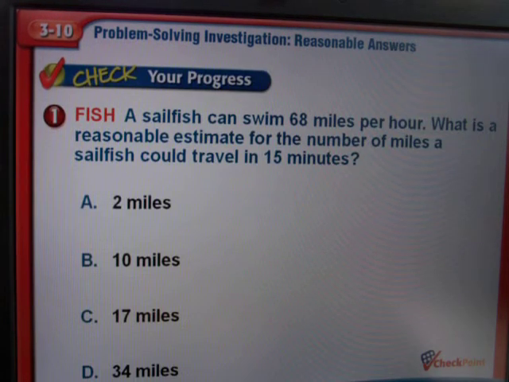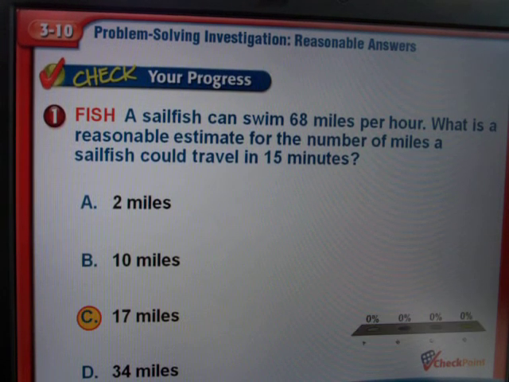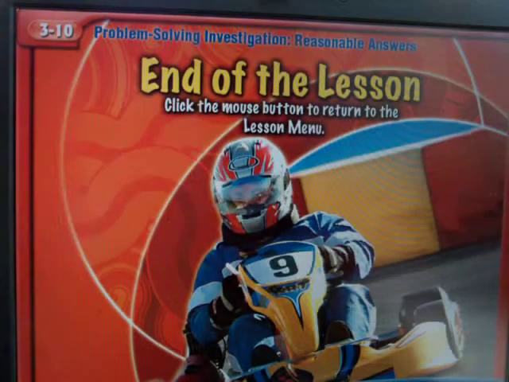All right, here's one for you to try. A sailfish can swim 68 miles per hour. What is a reasonable estimate for the number of miles a sailfish could travel in 15 minutes? Is it A, 2 miles, B, 10 miles, C, 17 miles, or D, 34 miles? And if you think about what one could travel in an hour, if it's 68, 15 minutes is a quarter of an hour. So think about it in that term. And your answer is 17 miles. And that concludes your lesson.